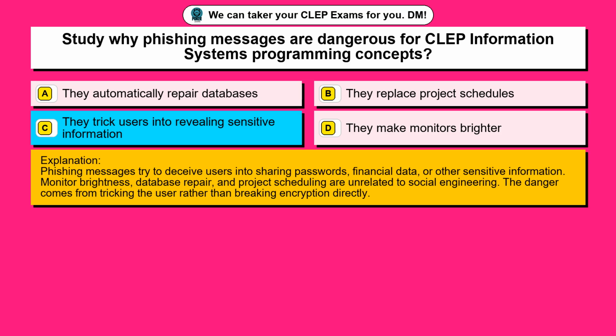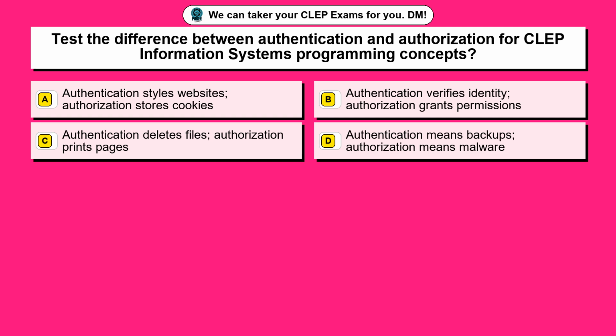Phishing messages try to deceive users into sharing passwords, financial data, or other sensitive information. Monitor brightness, database repair, and project scheduling are unrelated to social engineering. The danger comes from tricking the user rather than breaking encryption directly. Question 46. Test the difference between authentication and authorization for CLEP Information Systems programming concepts.